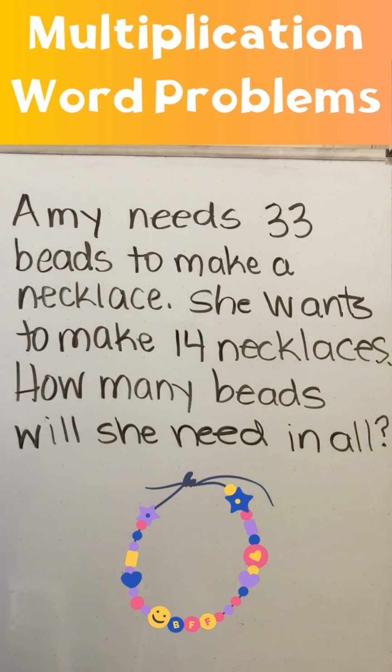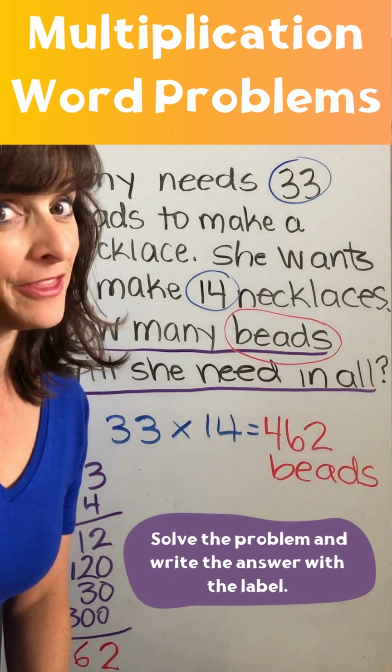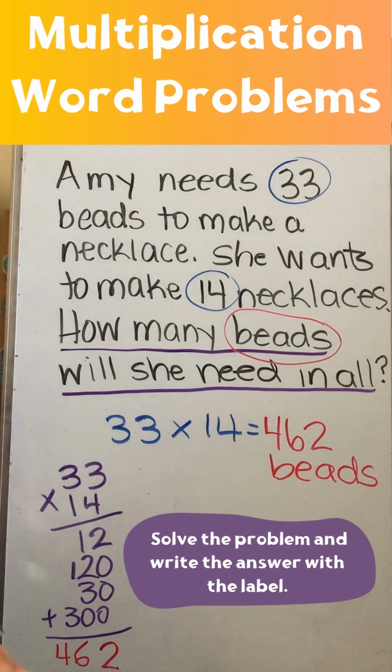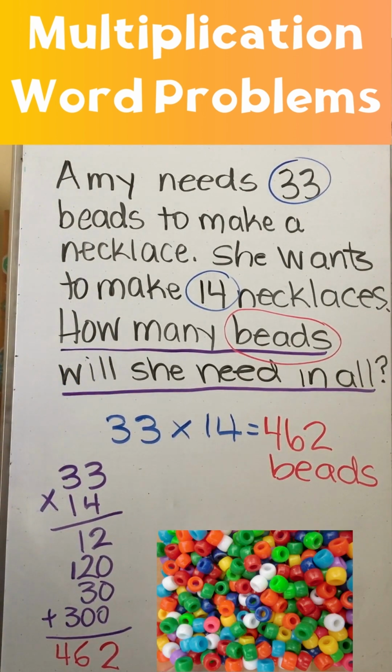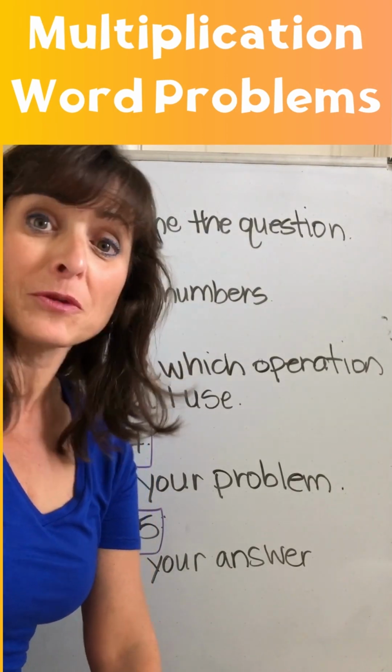Amy needs 33 beads to make a necklace. She wants to make 14 necklaces. How many beads will she need in all? When I multiply 33 times 14, I get 462 beads. Follow the steps when you want to solve your word problems with multiplication.